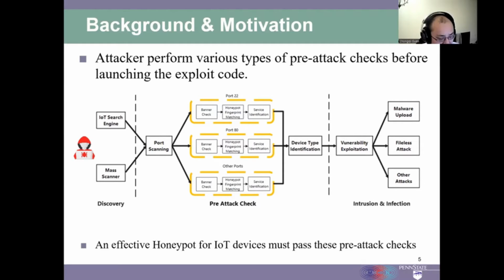After identifying the remote host, the attacker can speculate what types of vulnerabilities exist on the target IoT device, and then try to exploit those vulnerabilities. If they succeed, they may launch various types of follow-up attacks, such as uploading malware or paralyzing the device. Therefore, an effective honeypot for IoT devices must pass all these pre-attack checks.